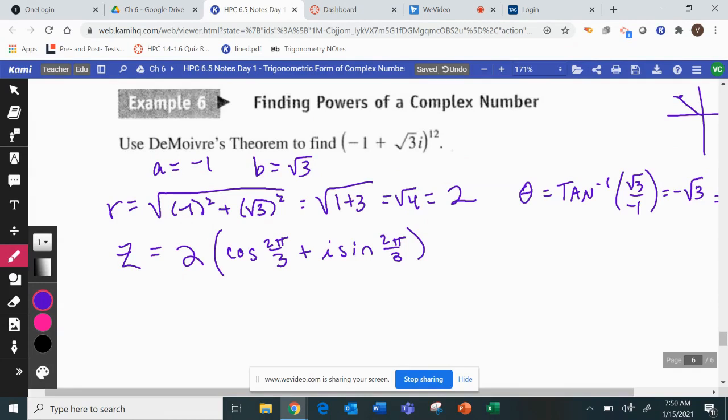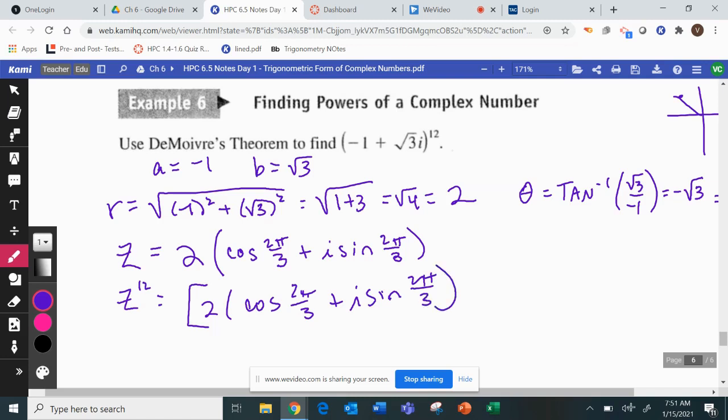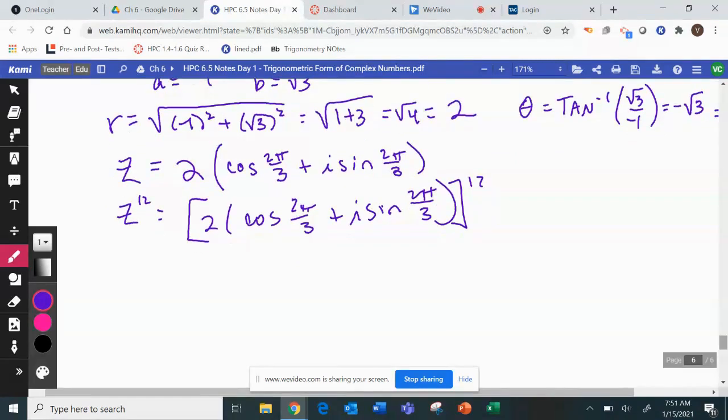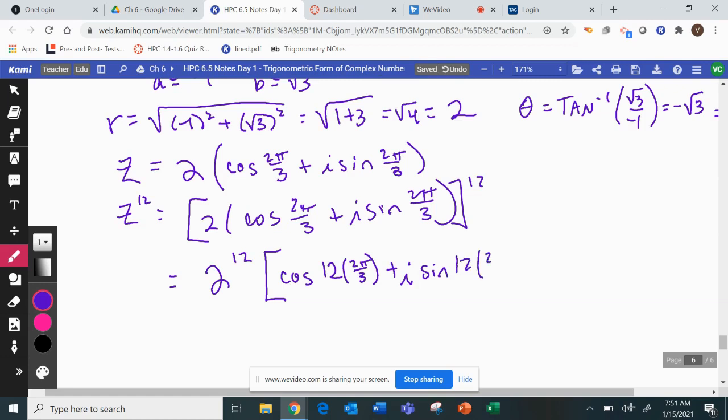We're going to use his theorem that says if we want to do z to the 12th, 2 cosine 2 pi over 3 plus I sine 2 pi over 3, to the 12th, then we will do 2 to the 12th multiplied by cosine of 12 times 2 pi over 3 plus I sine of 12 times 2 pi over 3.